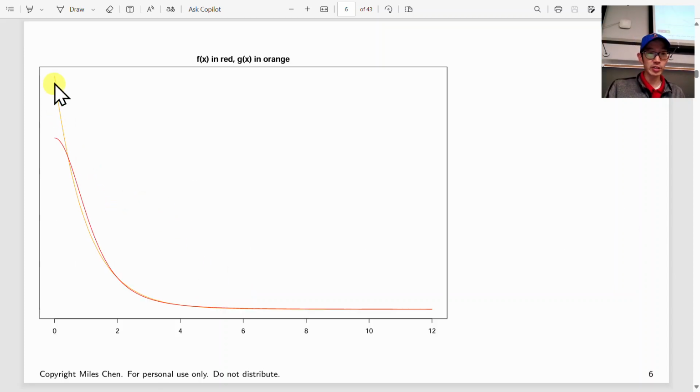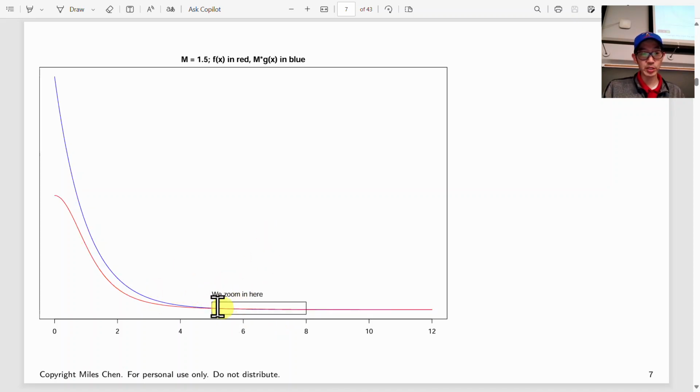So here is, in red, we have f of x, the t distribution, 3 degrees of freedom in red, and we have the exponential distribution in orange, okay? And it looks like, okay, well, they're both kind of going towards zero out here. What I'm going to do is just zoom in, okay?